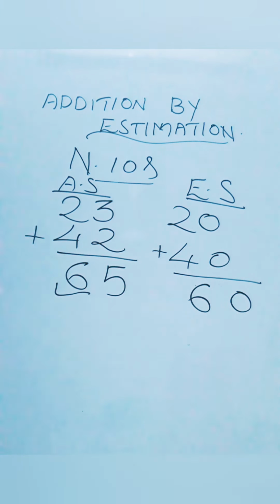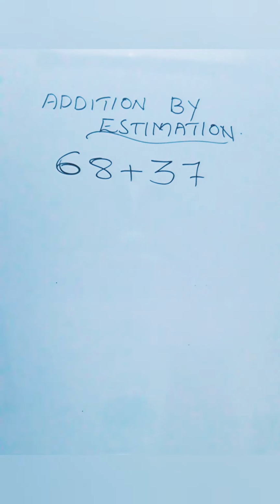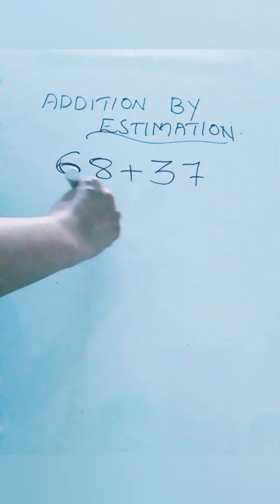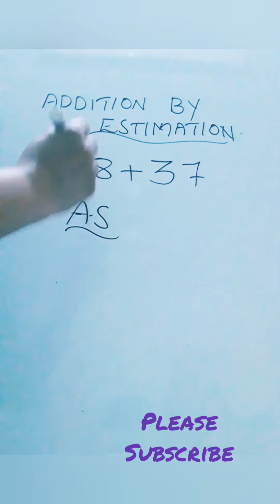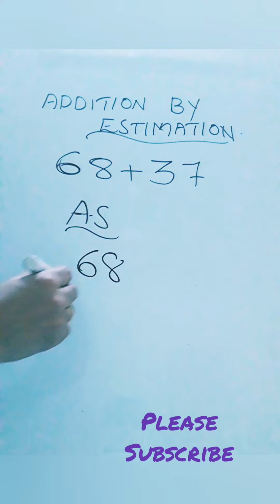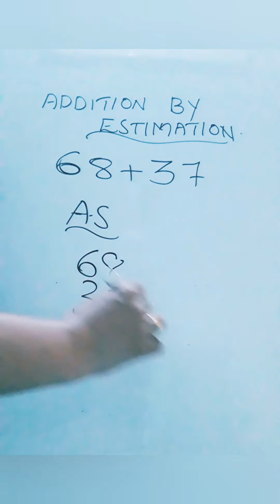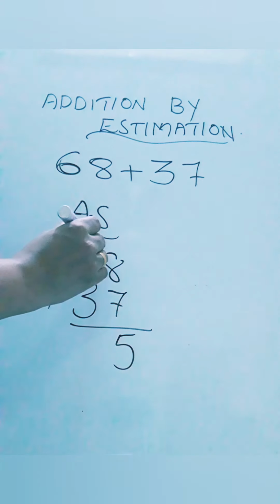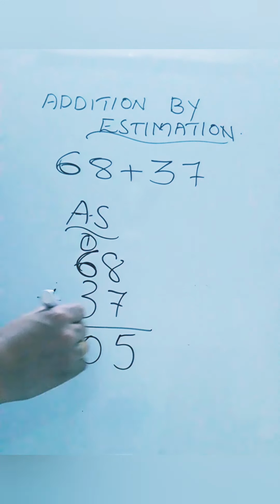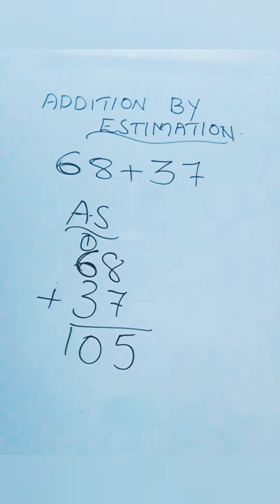Now we will see another example. The question is 68 plus 37. First I am finding the actual sum. Our aim is to find the estimated sum, so the actual sum is not needed, but I am just explaining the actual sum also. 68 plus 37. 8 plus 7 is 15. 6 plus 1 is 7. 7 plus 3 is 10. The correct answer, or actual sum, is 105.